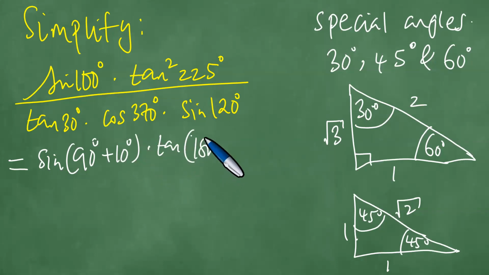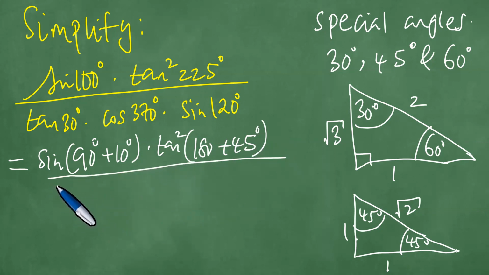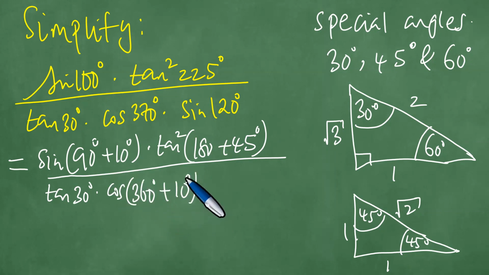The tangent squared of 180 degrees plus 45. So we also have tan 30. Leave that one for now. It's nice and acute. We just need the special angles. So just reducing the larger angles, like 370, we can write 360 plus 10. 360 degrees plus 10 is 370. Right, 120 can be reduced in many ways, but I advise the students to use 180 degrees minus 60 degrees.